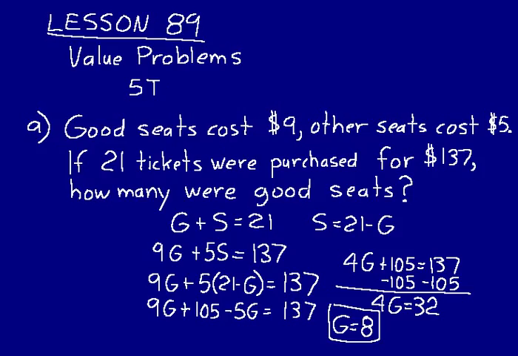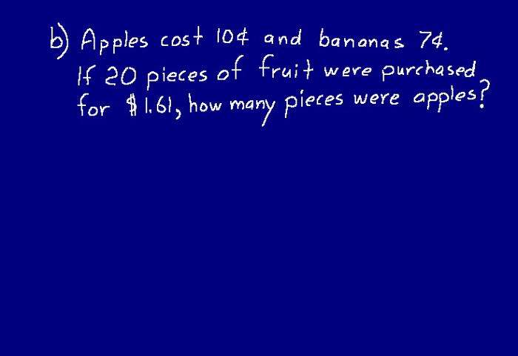So these problems are very similar to the coin problems. You just have to apply a value to things like tickets or the cost of an apple or an orange or different things like that. Let's do one more. Apples cost 10 cents and bananas 7 cents. If 20 pieces of fruit were purchased for $1.61, how many pieces were apples? So we just want to know one unknown, apples, but we don't know how many bananas there were either. So we have two unknowns here.